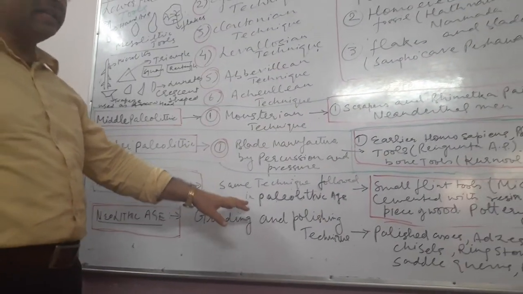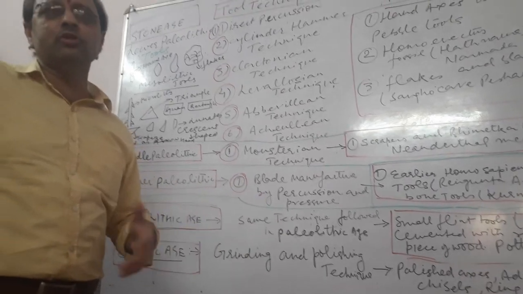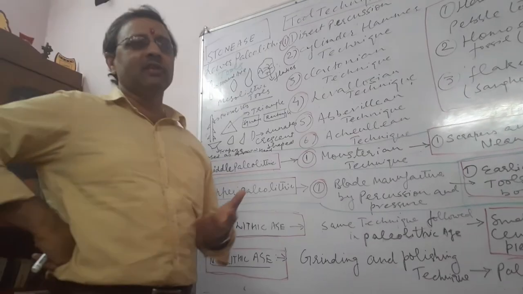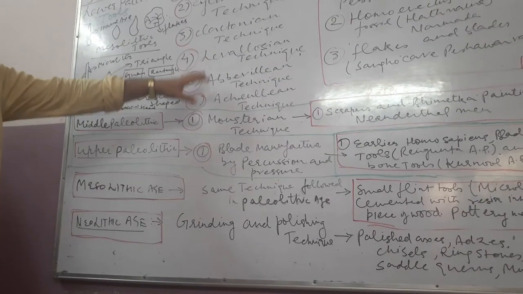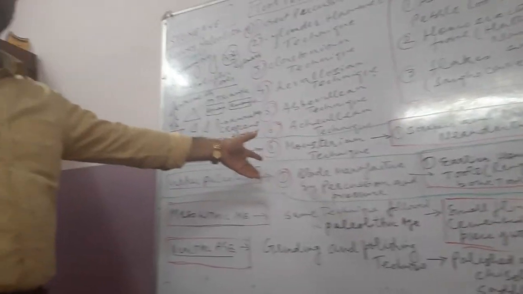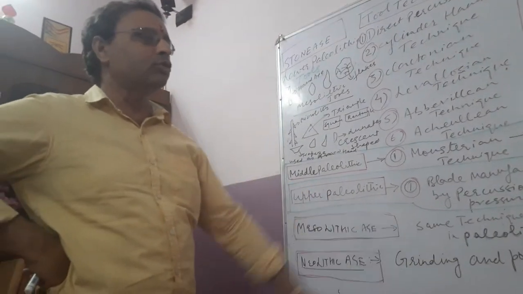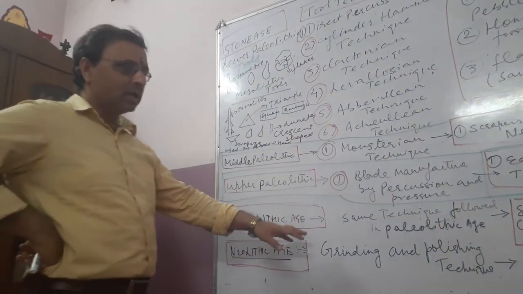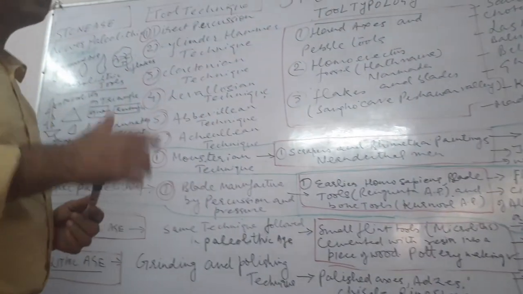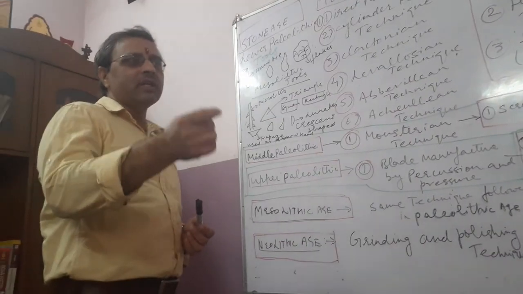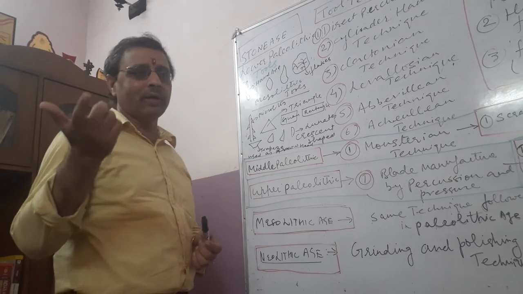The Mesolithic age people used the same techniques of making stone tools from boulders that were followed by the people of the Paleolithic age. Almost the same technique was used. Here we have discovered microliths. As I told you, microliths were a few centimeters, from 1 centimeter to 7-8 centimeters, in size.